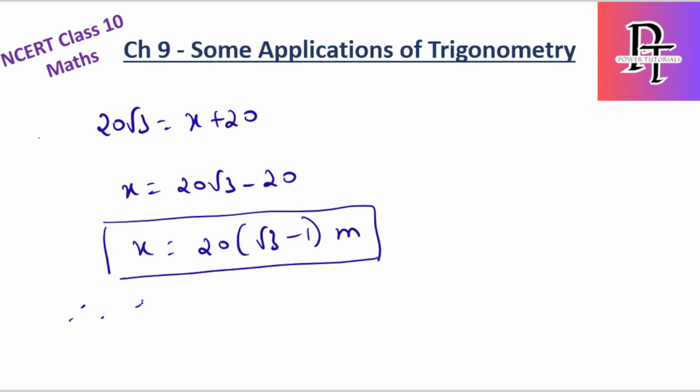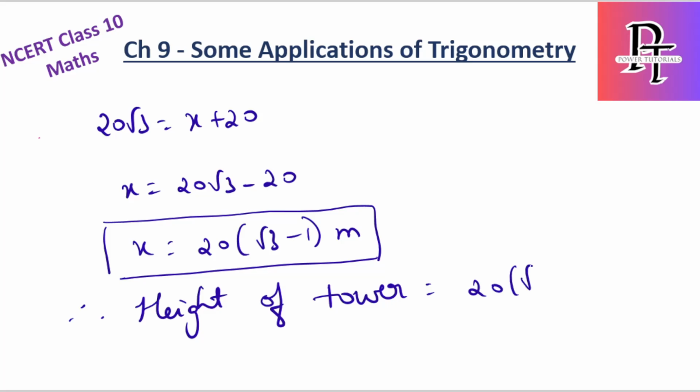Therefore, the height of the tower is equal to 20 into root 3 minus 1 meters. If they want it in decimals also, you can just change root 3 to 1.732, and 1.732 minus 1 is 0.732, then 20 into 0.732, and we'll get some other value in decimals. But if you leave it from here also, you'll get full marks. Let's see the 8th question, sorry, 6 and 7 are done. Yes, 8th question.